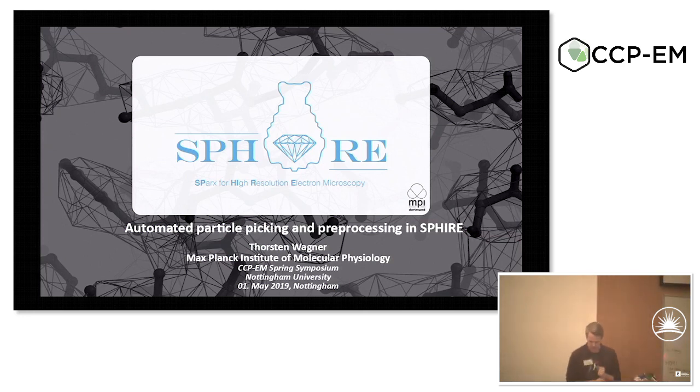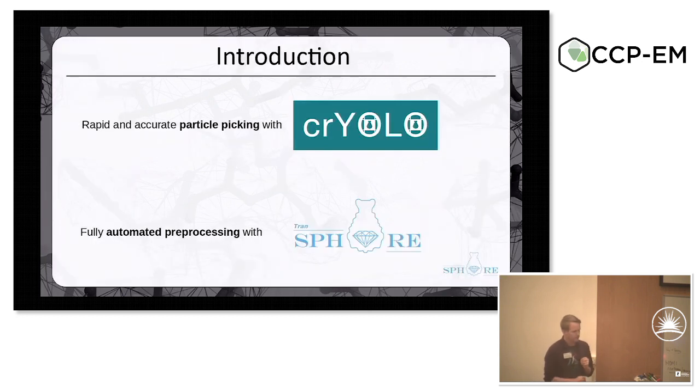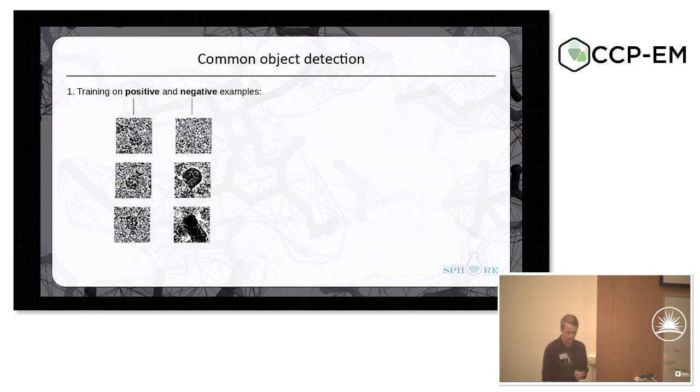It's a pleasure to speak in front of you, and I'm going to talk about automated particle picking and preprocessing in SPHIRE. And this is done by two standalone tools. One is crYOLO, which is developed by me, and the other one is the automated preprocessing software TranSPHIRE, which is developed by my colleague Markus Deprin. I'm going to start with talking about crYOLO.